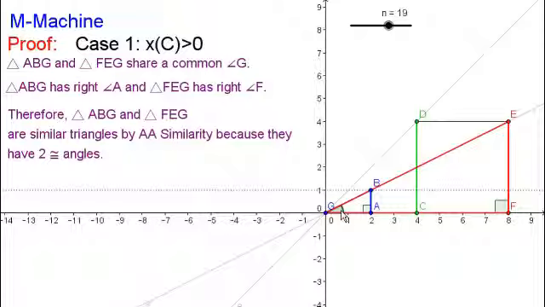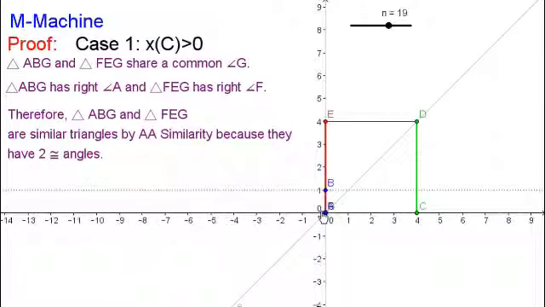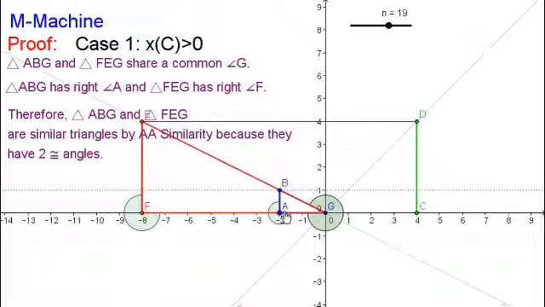Triangle ABG has right angle A, and triangle FEG has right angle F. Therefore, triangle ABG and triangle FEG are similar triangles by angle-angle similarity because they have two congruent angles. As long as point C is positive, if we move point A so that it is negative, the two triangles are still going to share a common angle. In this case, the common angle would be angle EGF. And they still have two congruent right angles, angle A and angle F.